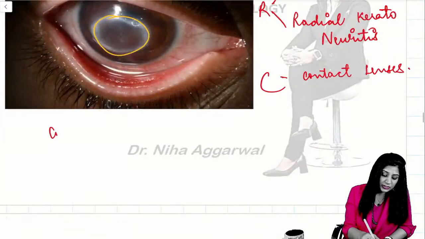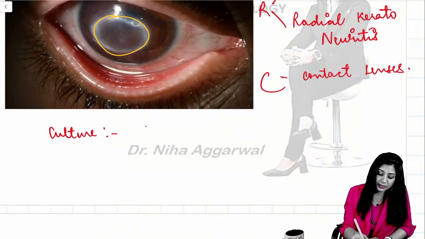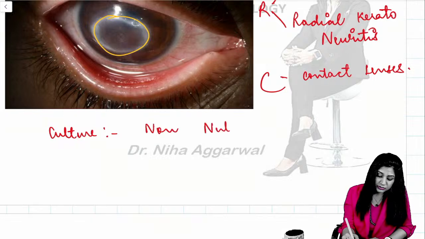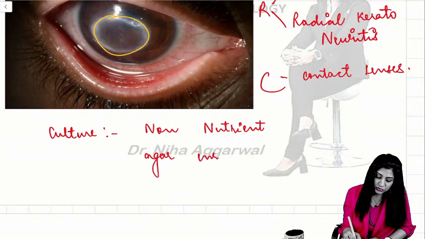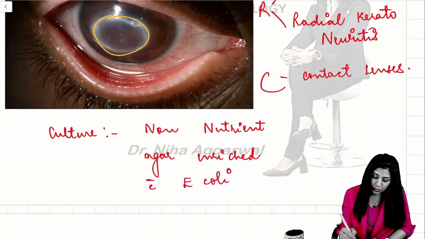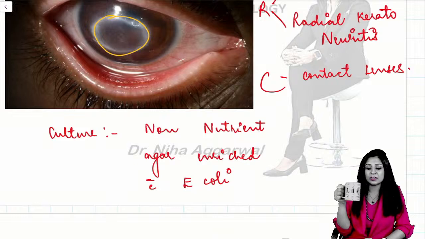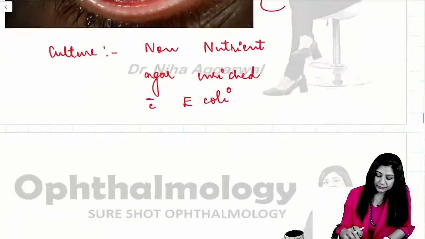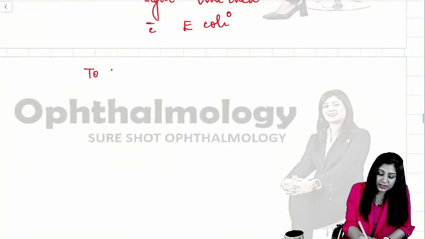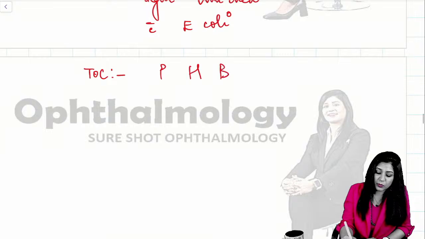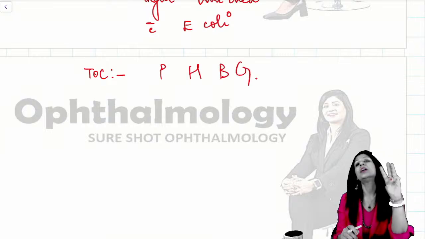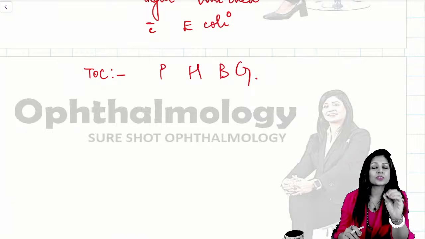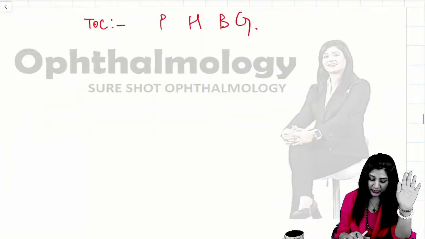Usually you will get a history of contact lenses. And C for culture also. Culture we are doing on the non-nutrient agar, which is enriched with the E. coli. Right? Treatment of choice here is the polyhexamethylene biguanide. This is the treatment of choice. So all four infective ulcers, their characteristic features and treatments along with the pictures we have done, very, very important.